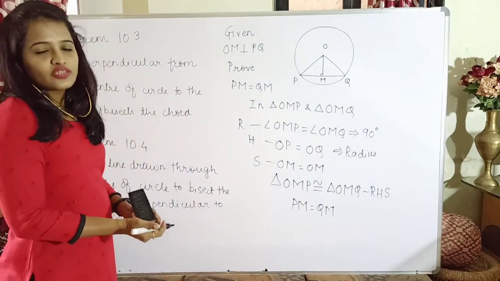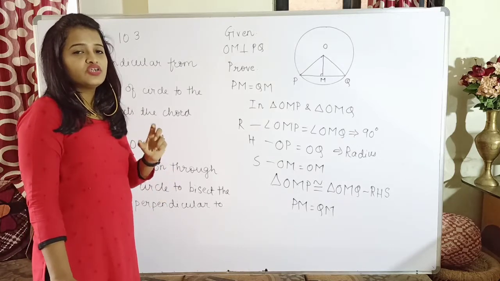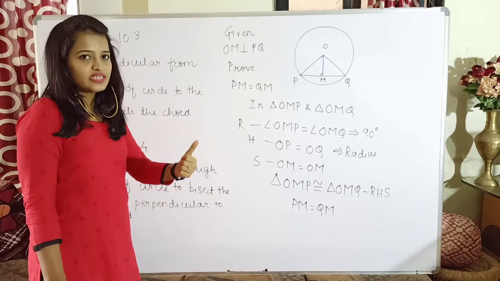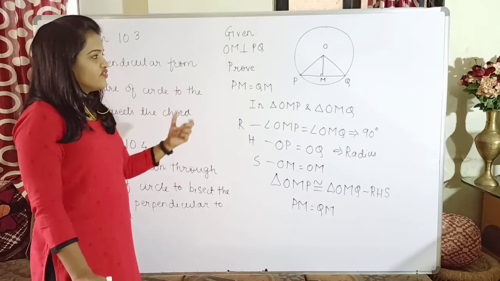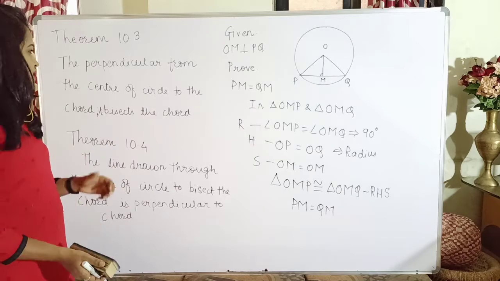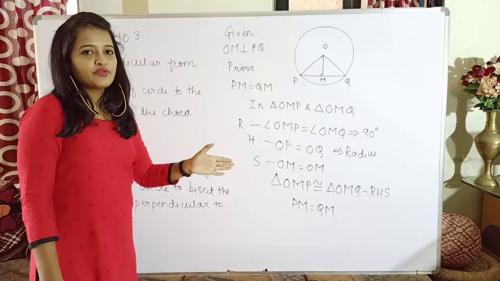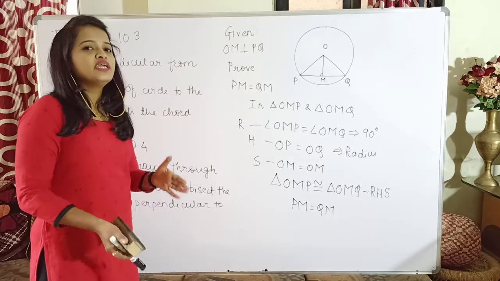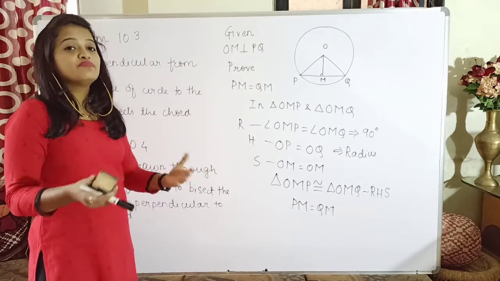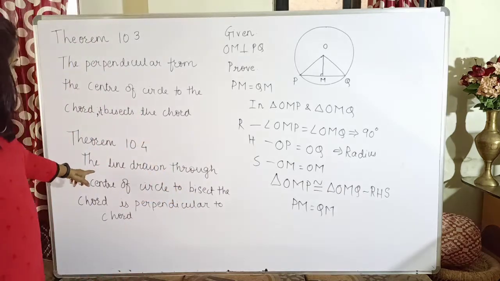Okay, so this is what the theorem says. The theorem to be remembered is if you are drawing a perpendicular from the center on the chord, that will bisect the chord. Therefore, PM equal to QM. Now let us see its converse. What could be its converse? When I am drawing a perpendicular, that time the chord is getting bisected. So its converse would be if a line is bisecting the chord, that line has to be perpendicular. So that is what the theorem says.